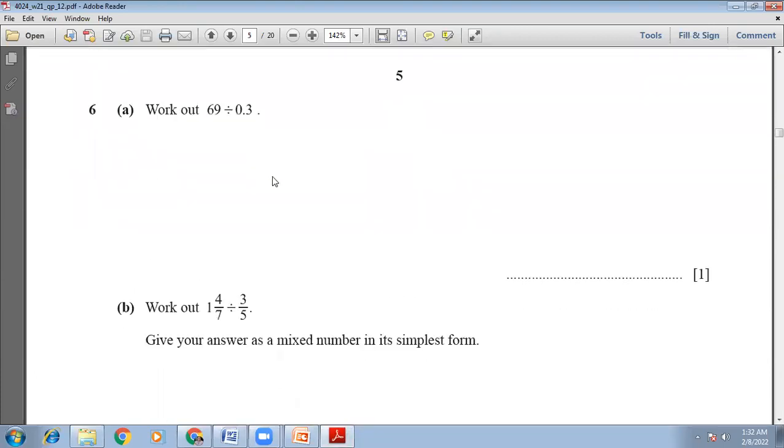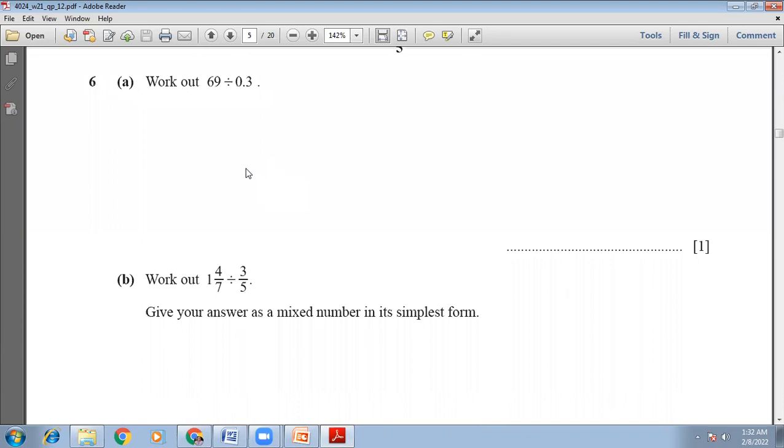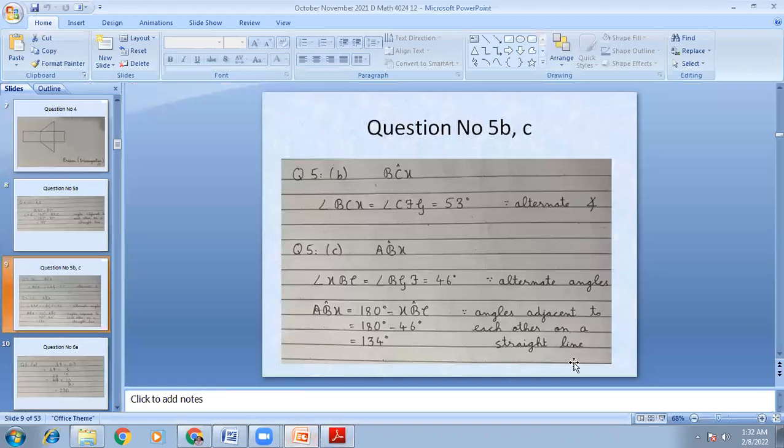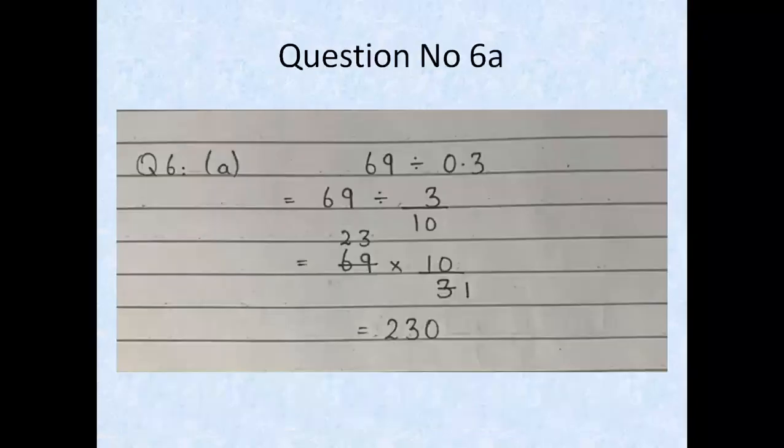Okay, so let's go to the next question. Question number 6. He says work out 69 divided by 0.3. Let me show you how this is done. So 69 divided by 3 by 10. I have removed that decimal.